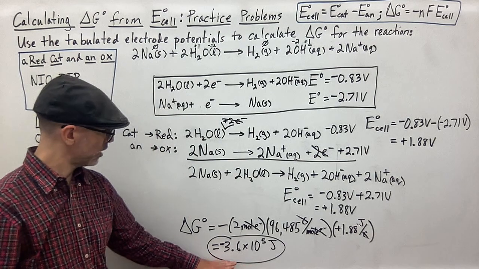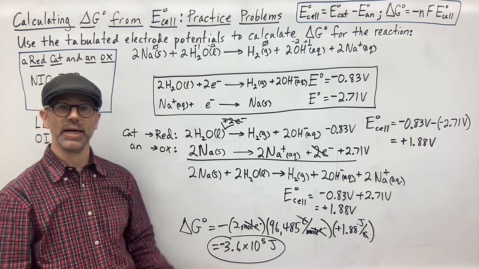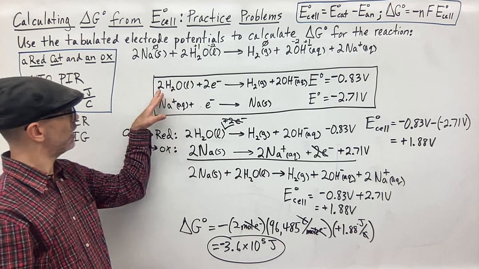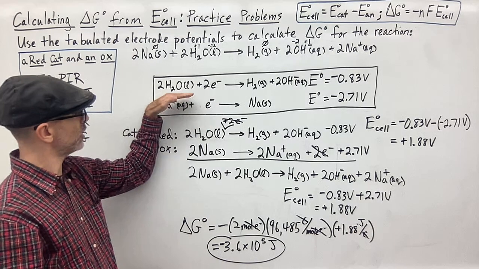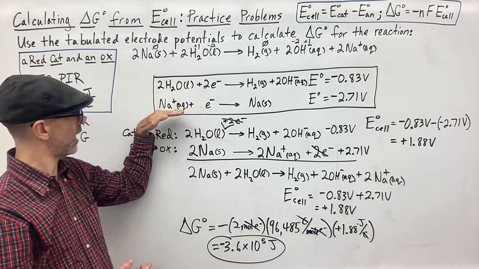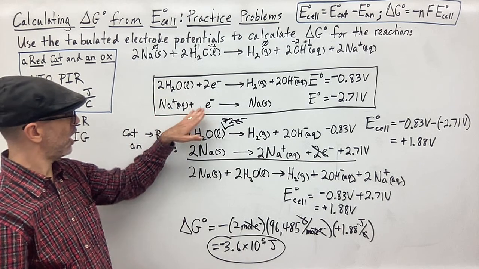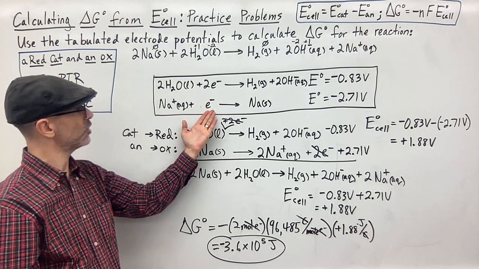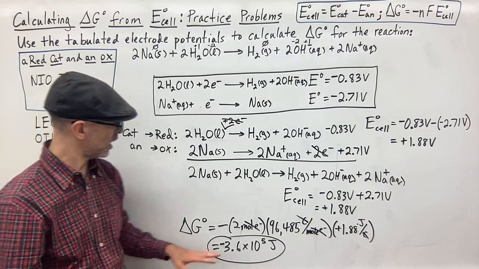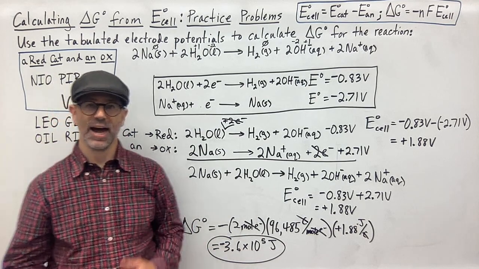And so you can see here that indeed, because our standard free energy change is negative, this is indeed spontaneous, as we predicted from the fact that water is higher on the table and therefore would spontaneously undergo reduction more readily than the sodium, which is found lower on the table. So putting these together, sodium would be the one that would undergo oxidation, which is exactly what we have in here. So the prediction was that it would be spontaneous, and indeed it is, because we got a negative delta G.